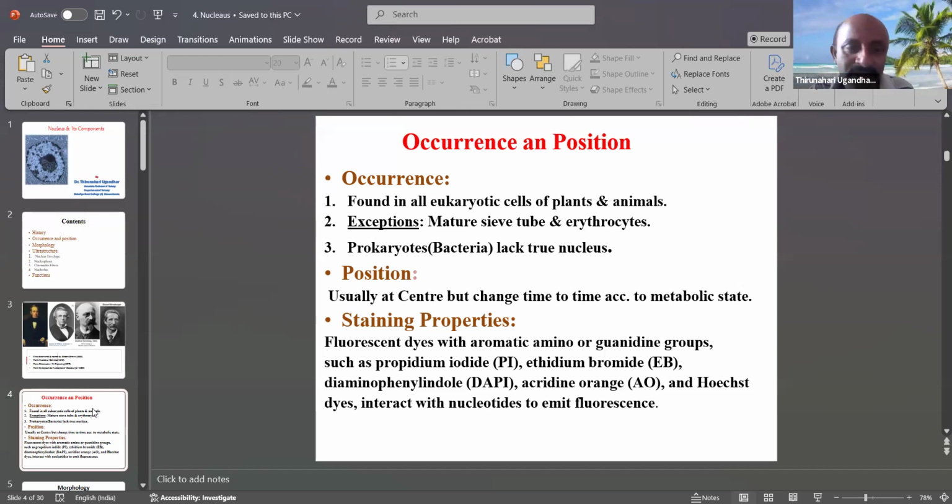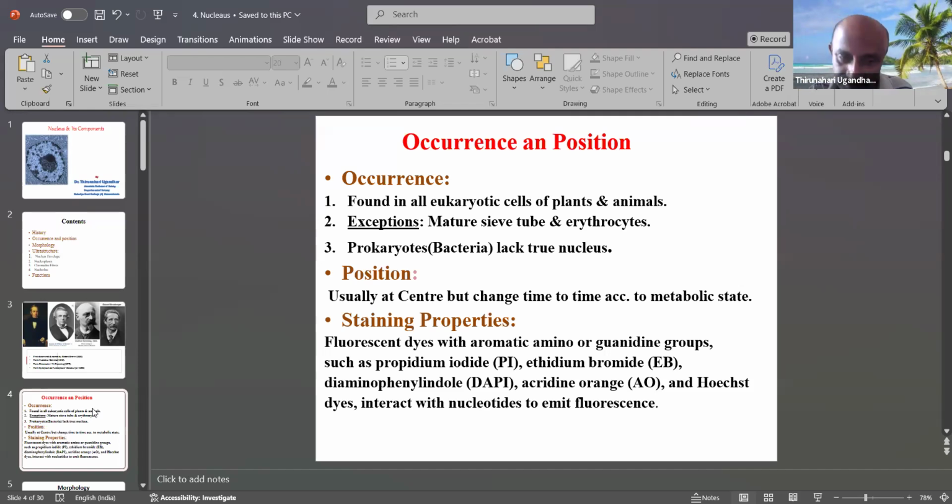Then the exceptions: mature sieve tubes and erythrocytes. Mature sieve tubes are present in the phloem of plants, and erythrocytes, or RBCs, which are absent in animals. In prokaryotes, bacteria lack a true nucleus. Prokaryotic and eukaryotic cells both have a nucleus, but prokaryotes lack a true nucleus, while eukaryotes have a well-developed nucleus.